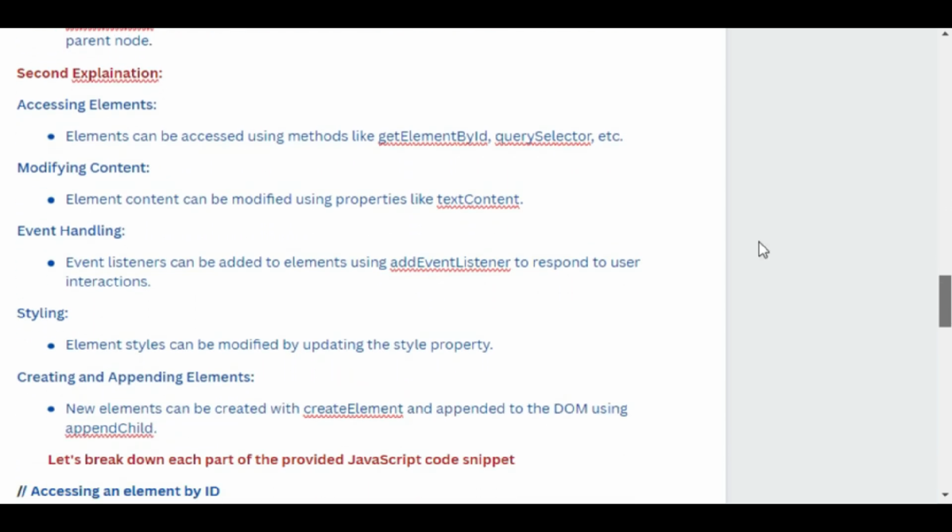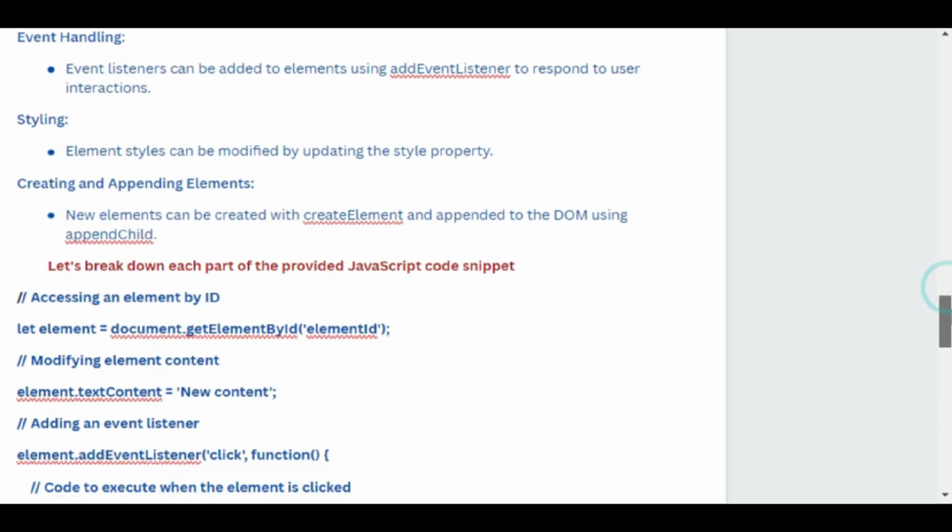Accessing elements: elements can be accessed using methods like getElementById, querySelector, etc. Modifying content: element content can be modified using properties like textContent. Event handling: an event listener can be added to an element using addEventListener to respond to user interaction. Styling: element style can be modified by updating the style property. Creating and updating elements: new elements can be created with createElement and appended to the DOM using appendChild.